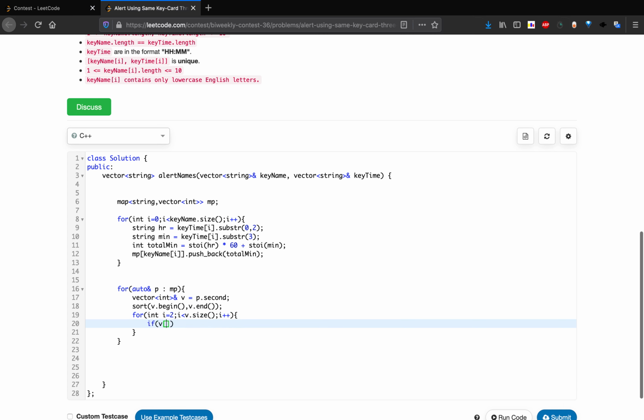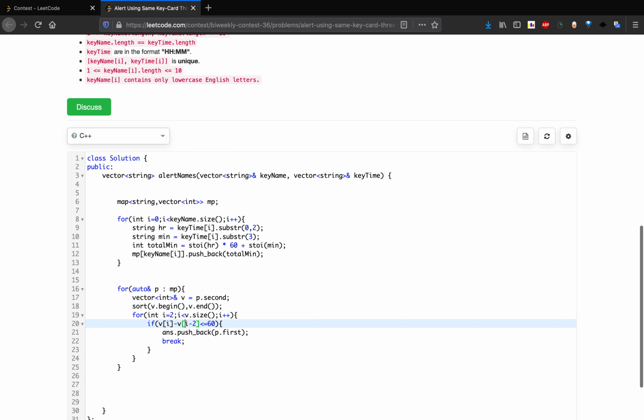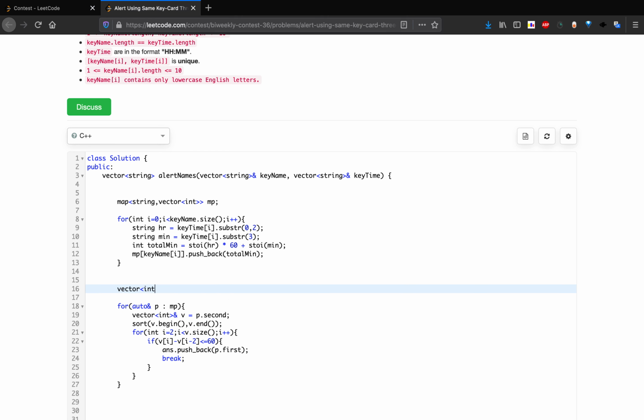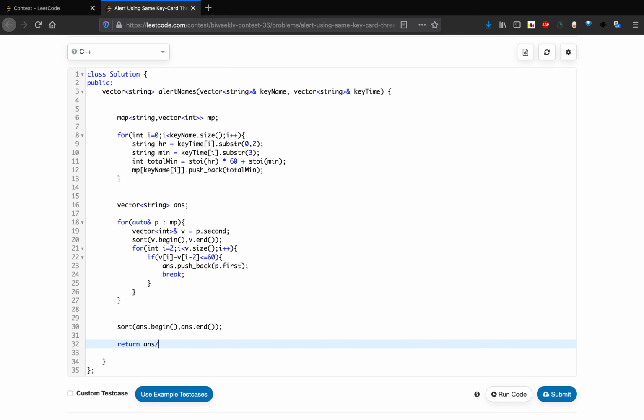Okay, so if v of I minus v of I minus 2 is less than or equal to 60, we will take this person into our consideration. So we push back in our answer vector and break. Then we take our answer vector and sort it, because we have to output the employees in lexicographically sorted order, and we return our answer.